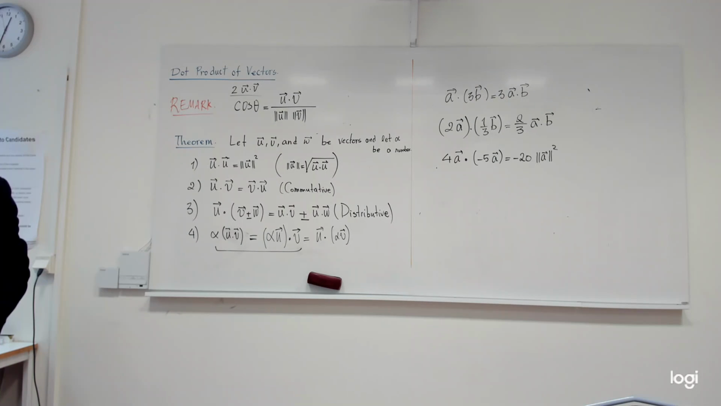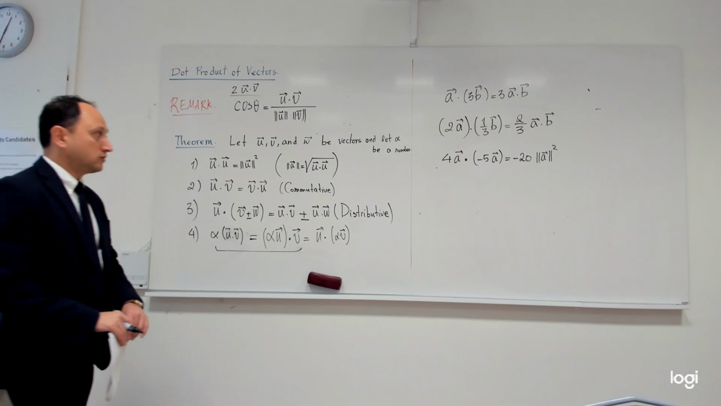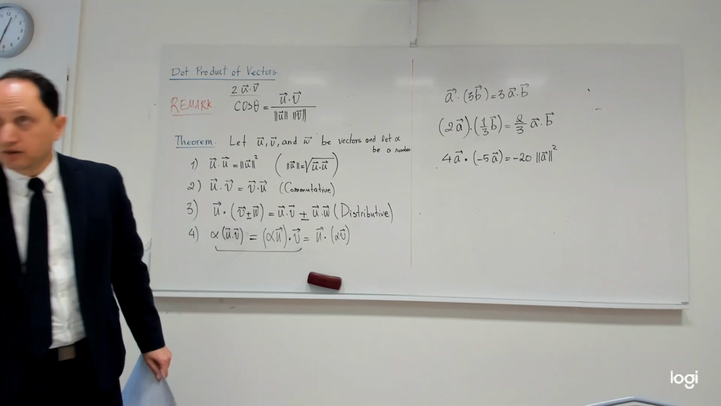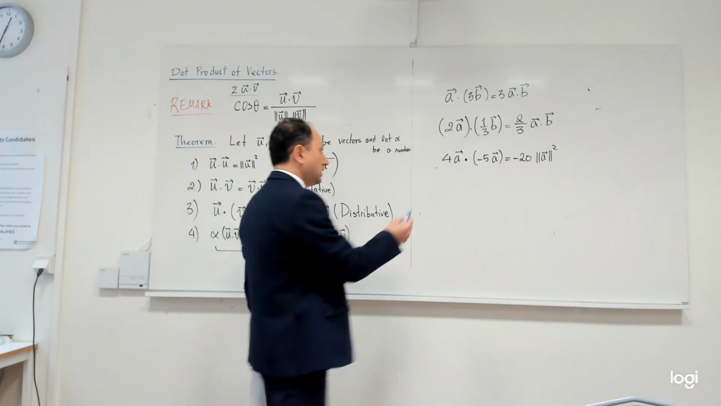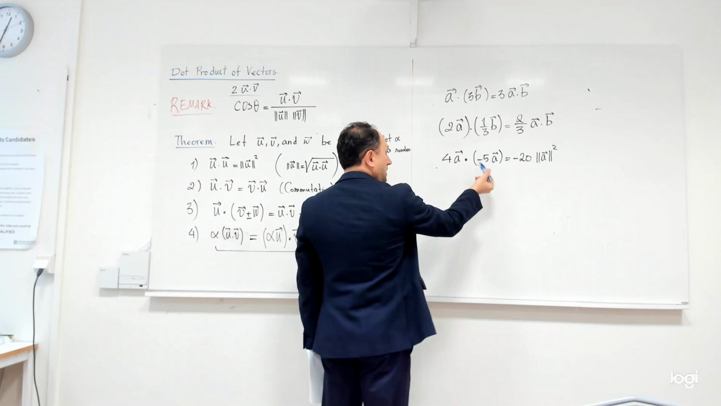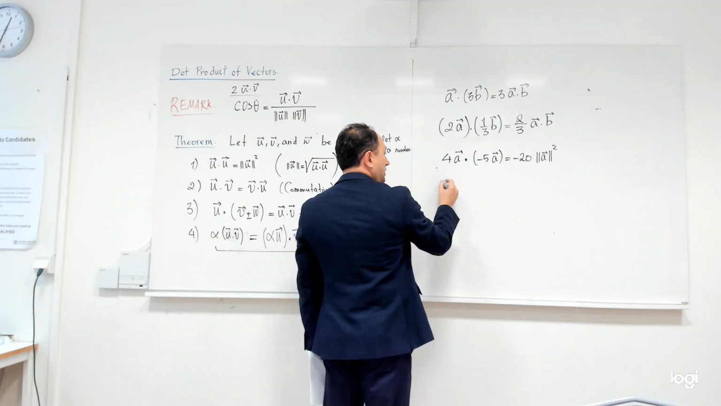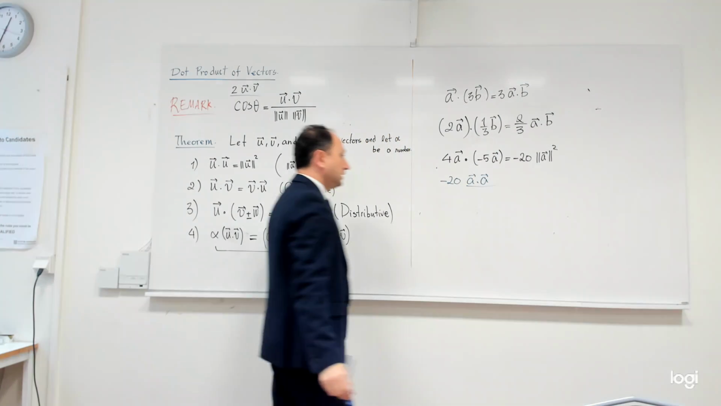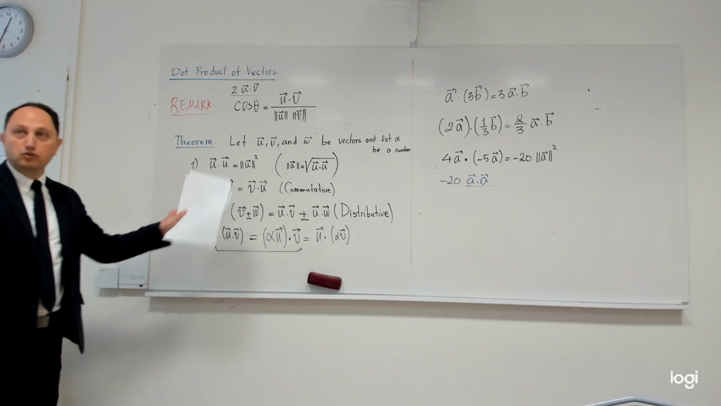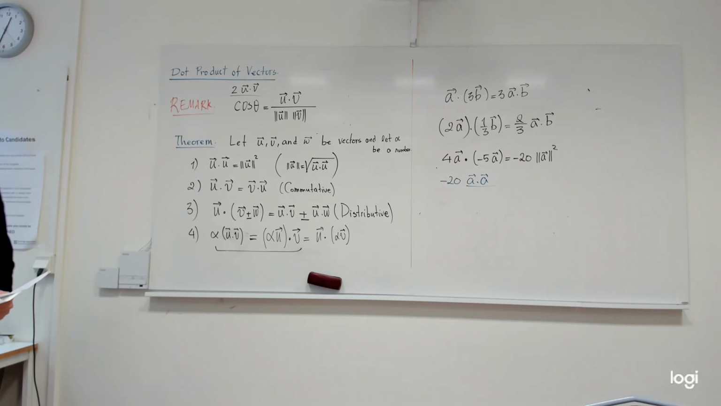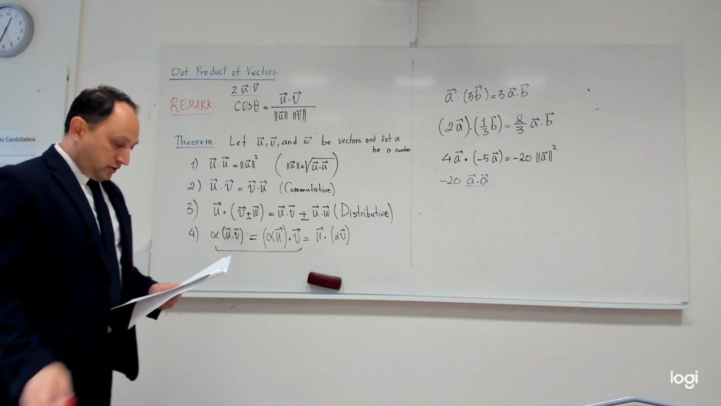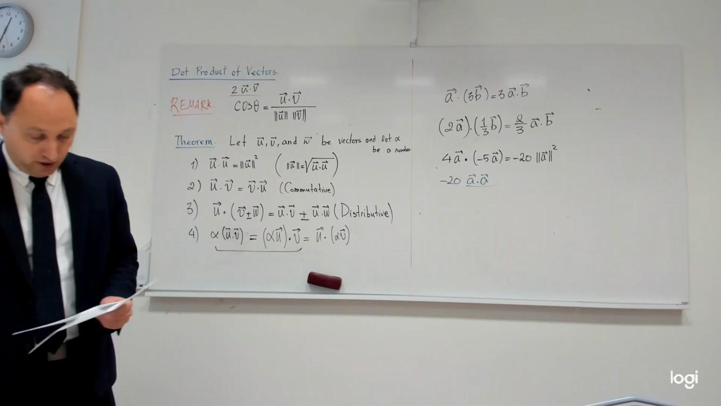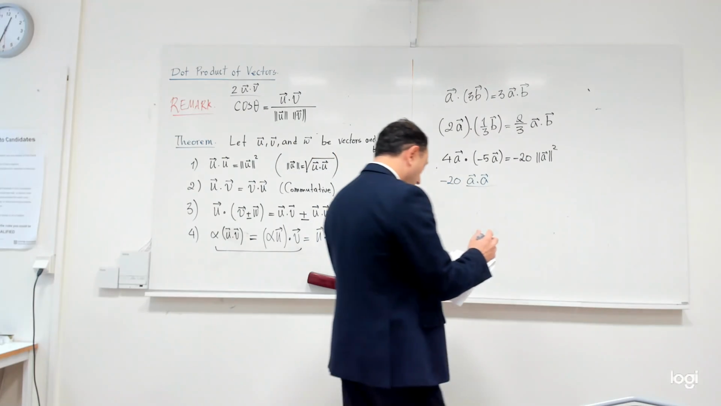Is it true or false? True. It's true, yes, because I can pull this minus 5 out, it becomes minus 20, A dot A. But another way of writing A dot A is to write the norm of A squared, so that's also correct.